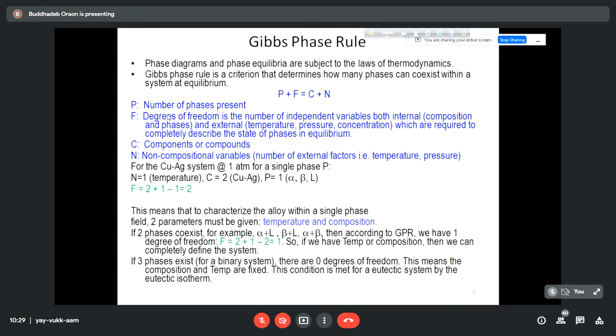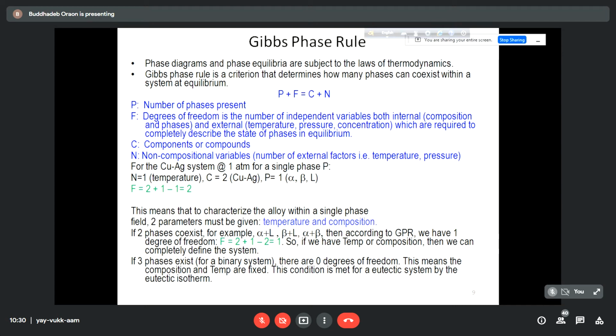We have two components here, copper and silver. So C equals 2. And for P, we are considering a single phase region. Now, suppose we know N, C, and P, then you will be able to find out the degrees of freedom. The idea of degrees of freedom is basically the number of independent variables which can be changed without changing the number of phases in equilibrium.